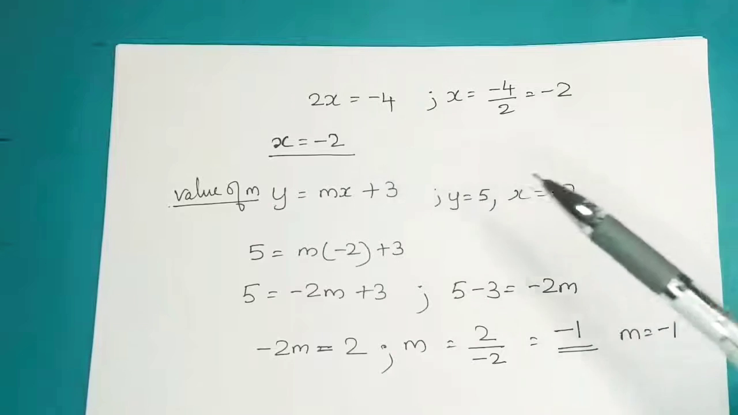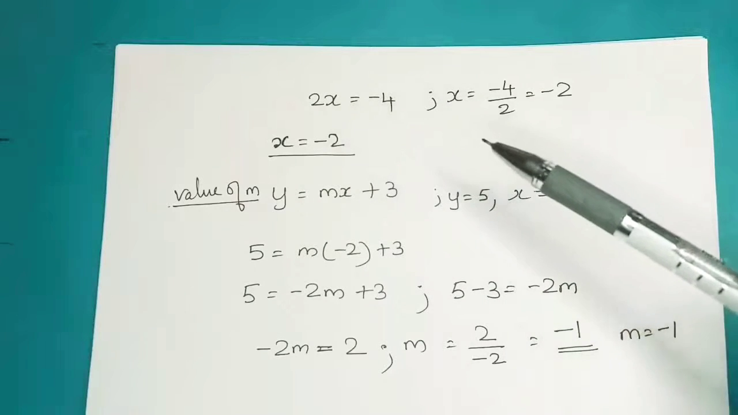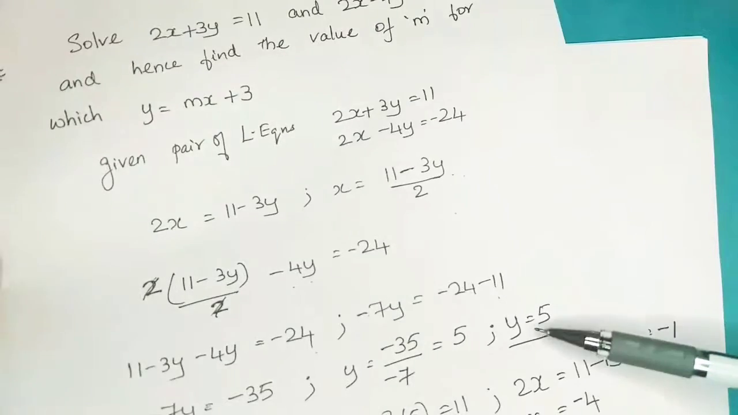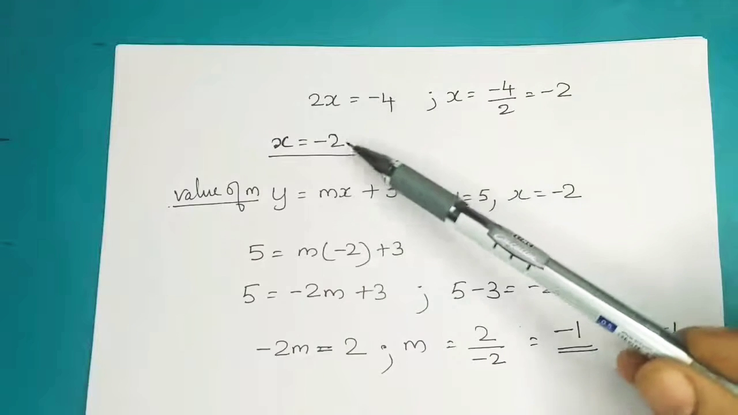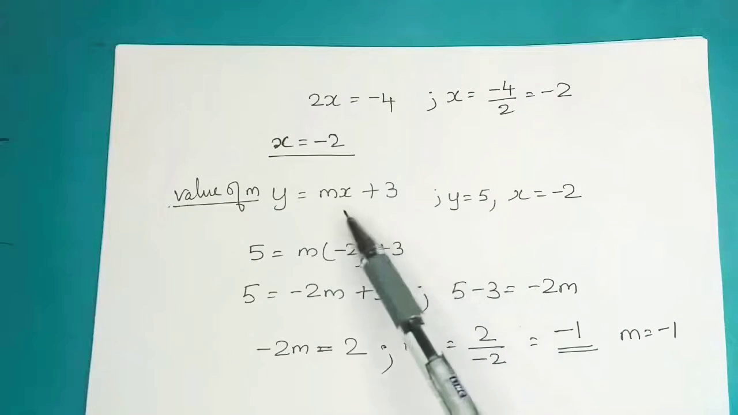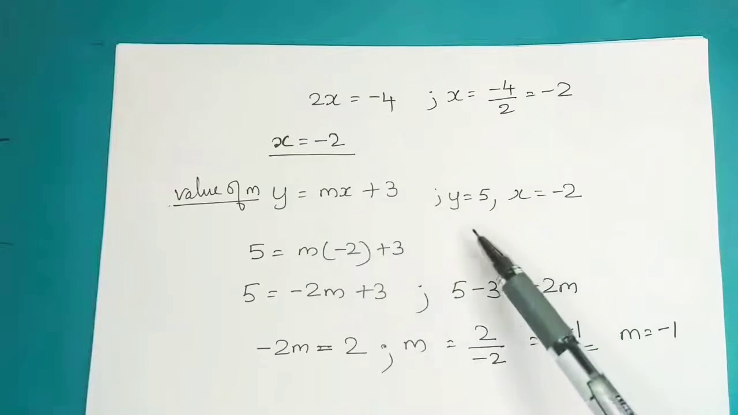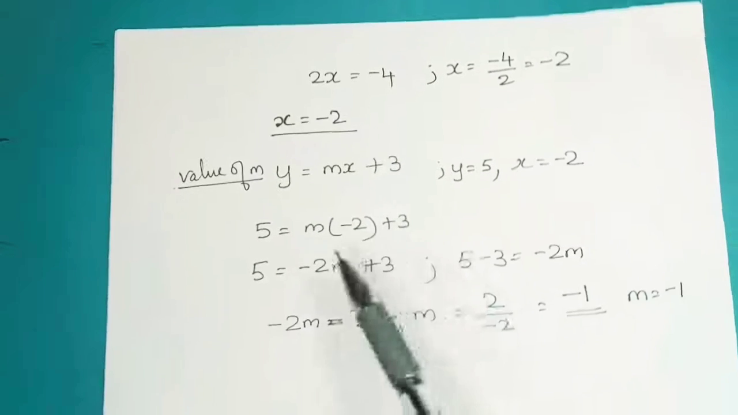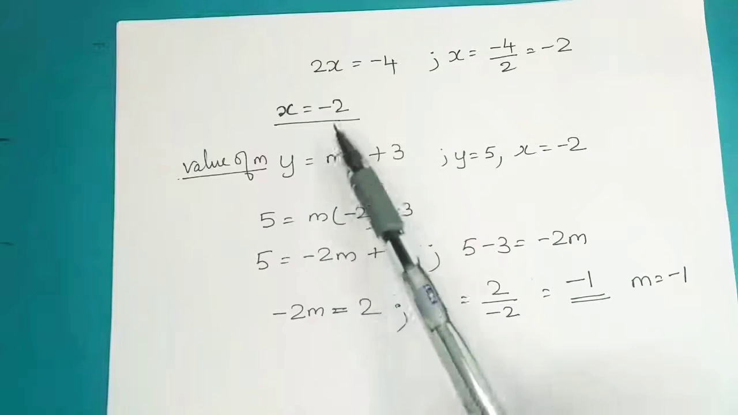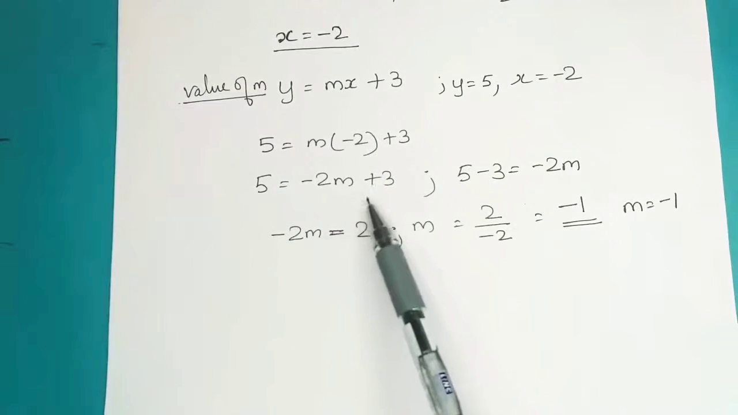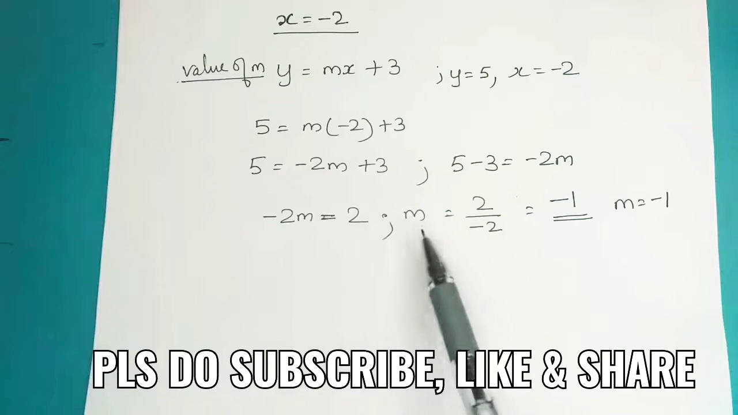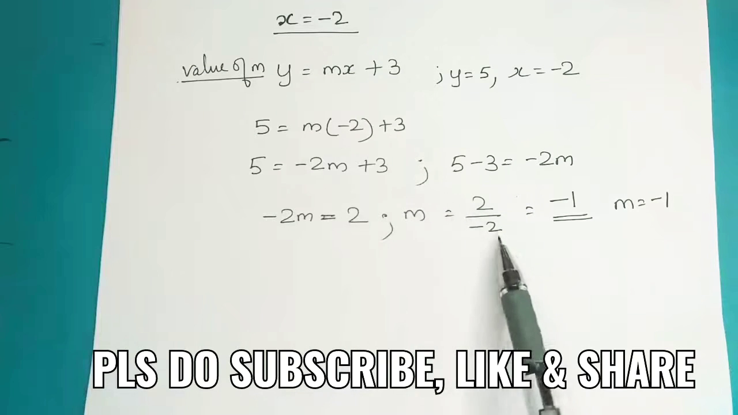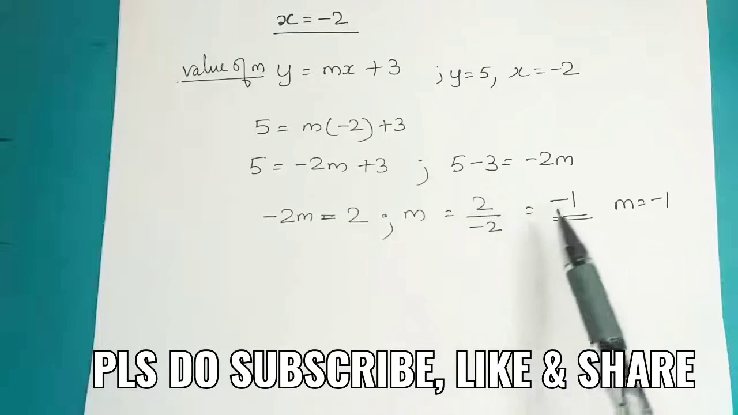And now we substitute this value of x and the value of y which we got earlier, that is 5, into the final equation to find the value of m. What you get here is y is equal to mx plus 3. 5 is equal to m into negative 2 plus 3. That is 5 is equal to negative 2m plus 3, and 5 minus 3 is equal to negative 2m. Negative 2m is equal to 2. So m is equal to 2 by negative 2. That means this negative comes to the numerator, and we get negative 1. So we got the value of m as negative 1 here.